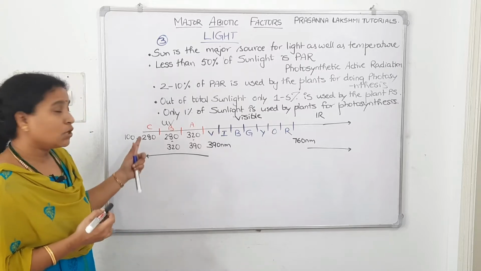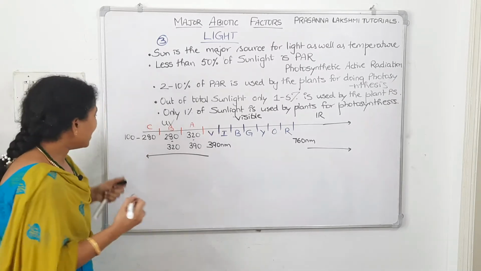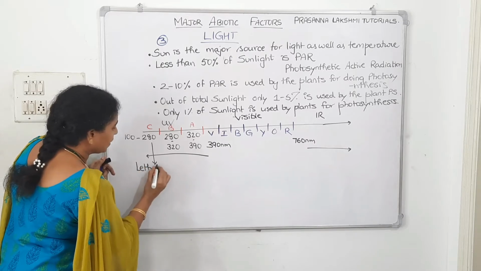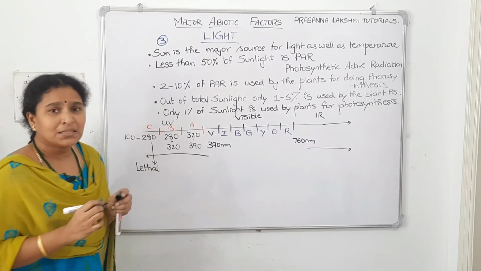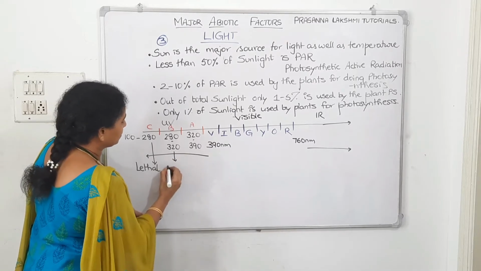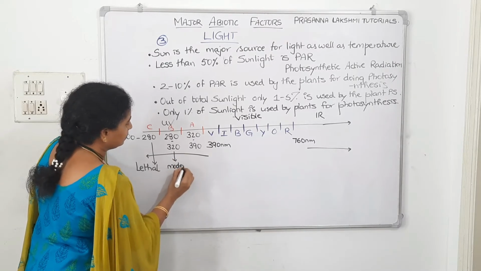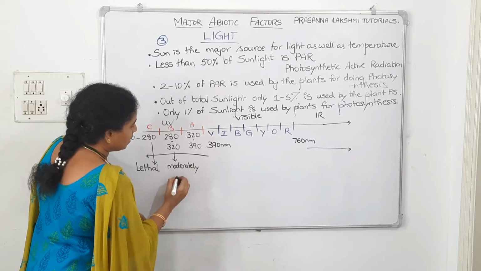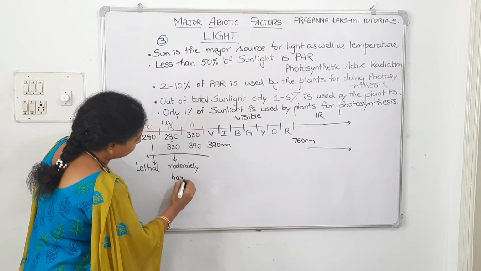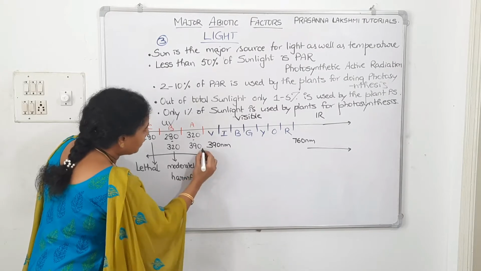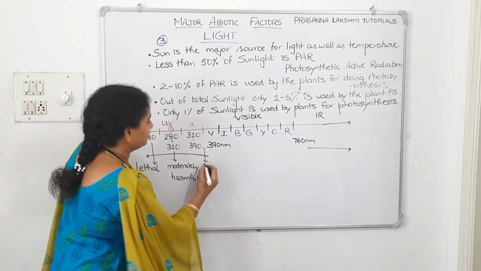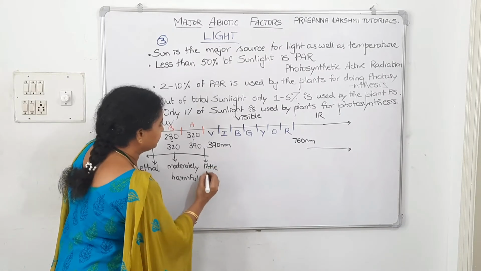Now, among these, UVC is very lethal, dangerous. UVB is moderately harmful. And UVA is a little harmful. Harmful only, but less.